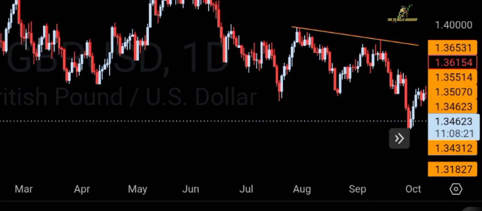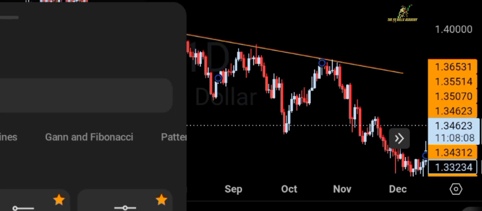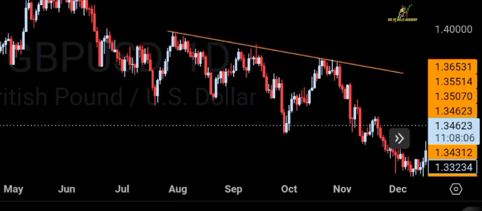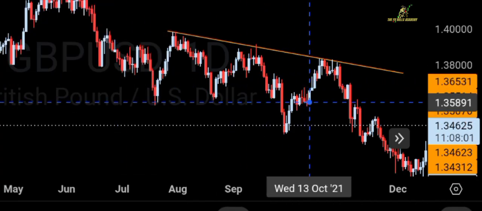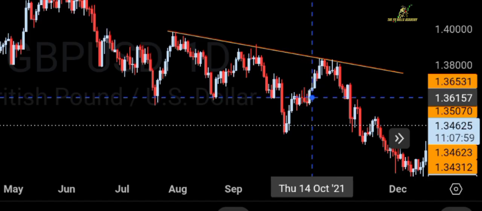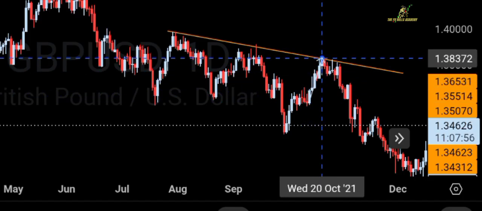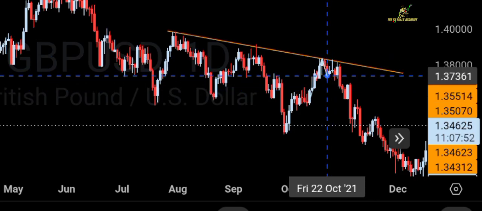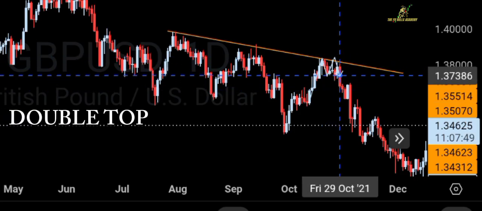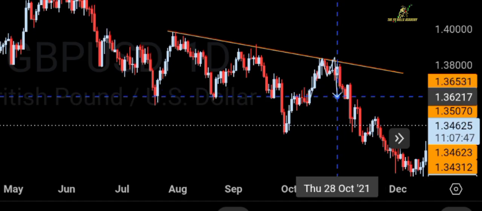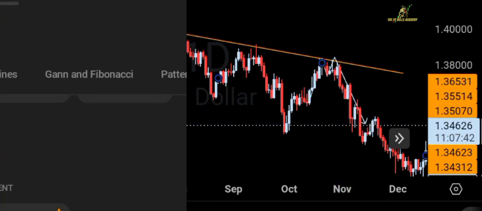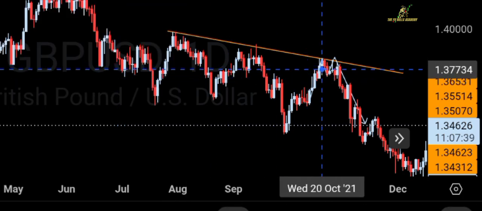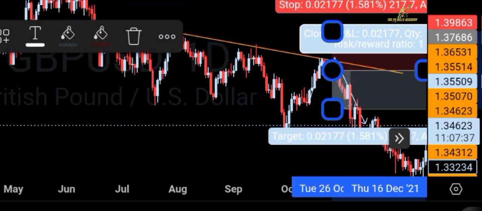So now price is already moving. As you can see, it is already playing out. As price started moving up, it got to our trend line resistance, and at that point what price gave us was our double top confirmation. And after the double top confirmation, we are going to have our sell position at that point here, our short position.